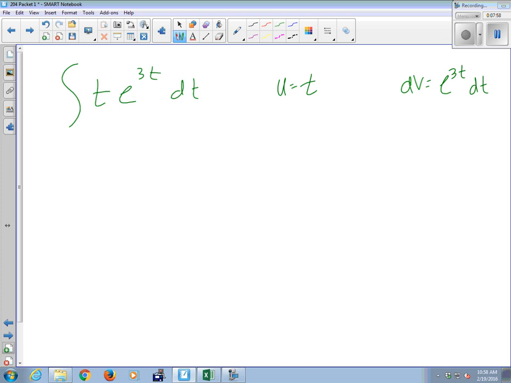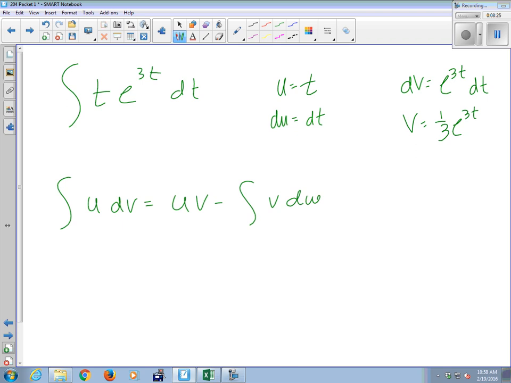All right, so when I take du here, I get dt, and then integrate both sides of this one, and you get v is 1/3 e to the 3t. And then integration by parts, if you remember, it said if you're trying to take the integral of u times dv, that's equal to u times v minus the integral of v du.